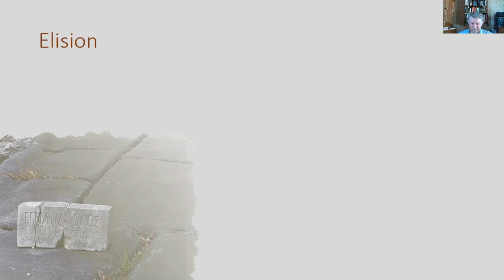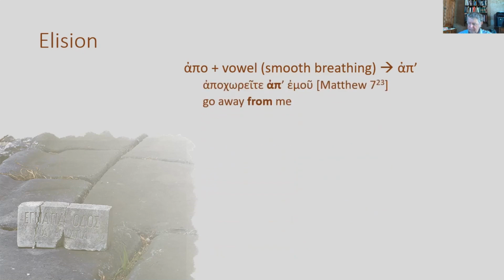And that's elision, and every language has elision, and it's part of the nice sound when we're speaking the language faster. So let me give you an example from one of the prepositions we learned right at the beginning, apo. When it's followed by a vowel with a smooth breathing, we simply drop the vowel. So apo becomes ap. Let me give you an example. Αποχωρείτε απ' μου. Go away from me. Okay, απ' μου, not από emu, but απ' μου.